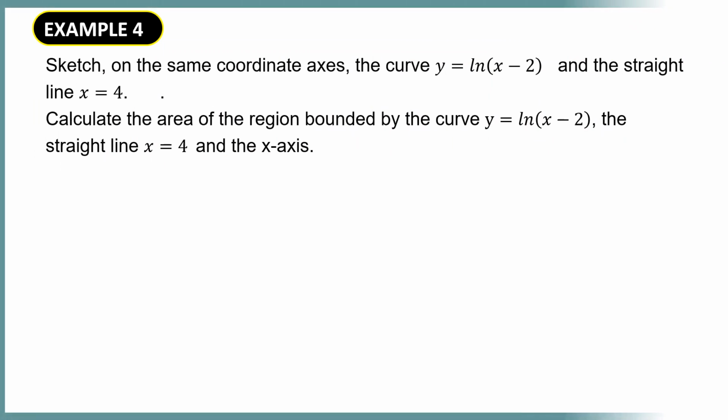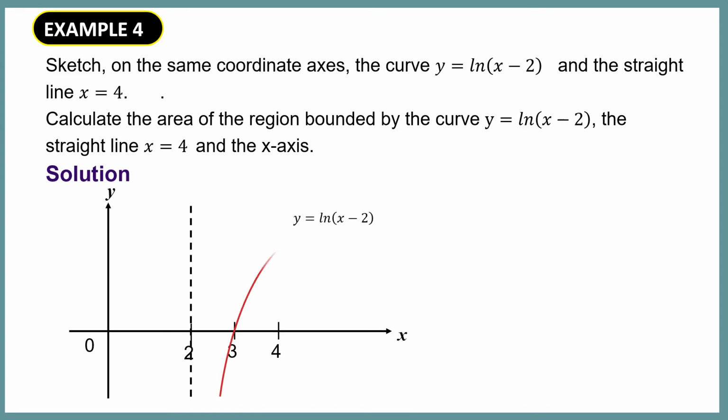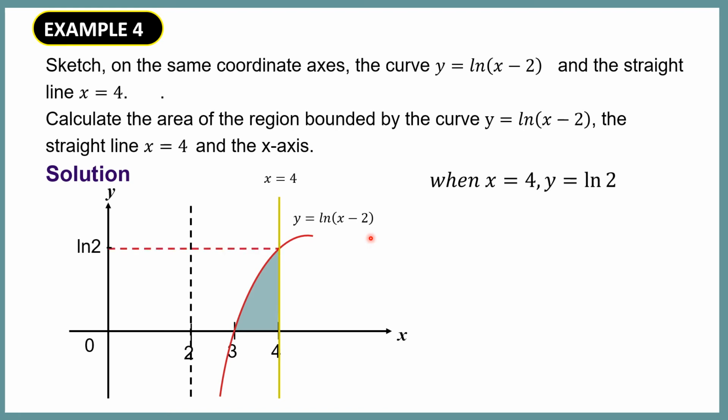Example 4. We have done this example in the previous lesson, area of region part 1. Here we are going to solve by integrating with respect to y. But first, let us sketch the curve y equal ln x minus 2, the straight line x equal 4, and shade the region that is bounded by the curve, the straight line, and the x-axis. Then find the value of y when x equal 4. When x equal 4, y is ln 2.